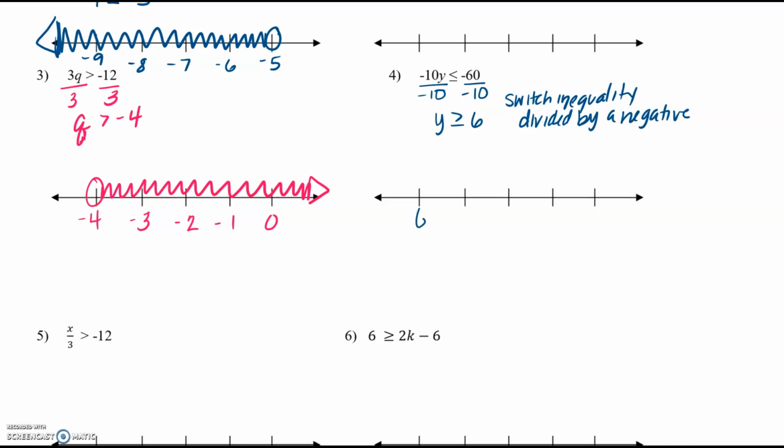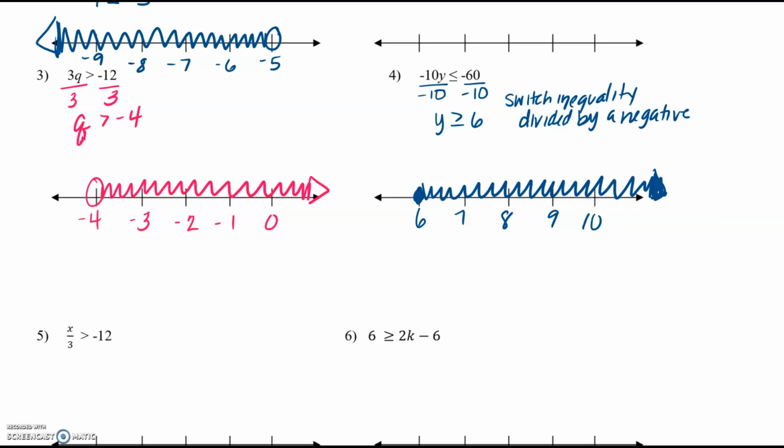Okay, so this time I might start at 6 there. I could have started wherever I wanted. I could have made that 4, 5, 6, start wherever you want. So starting at 6, it's greater than or equal to, that's a solid circle. Solid circle, and we're graphing all these real numbers, which keep going on indefinitely, as our solutions to that.